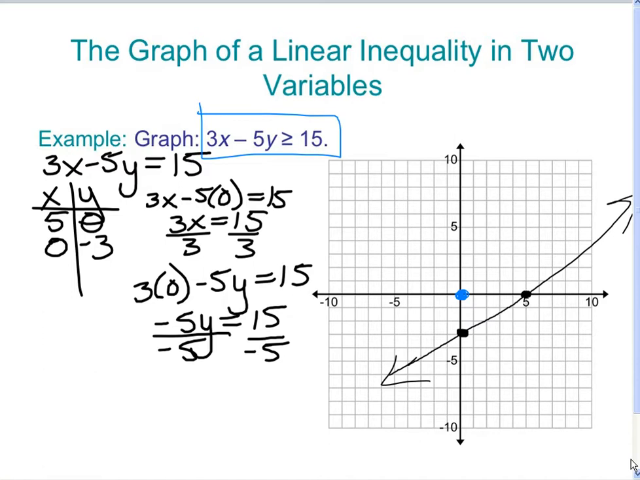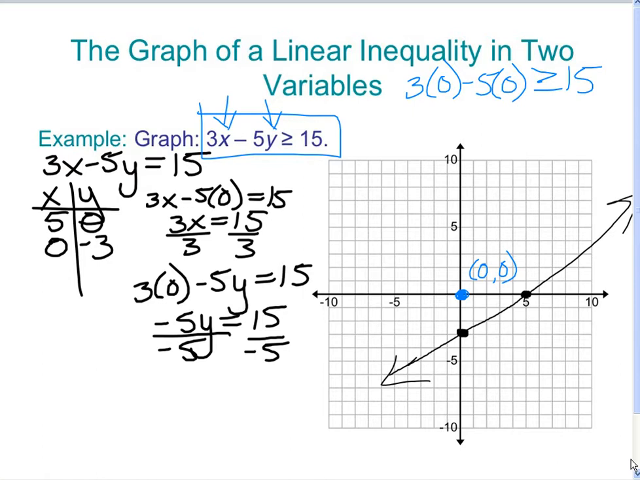So this is the point 0, 0. My x is 0. My y is 0. So I'm going to substitute in 0 for x and 0 for y. So 3 times 0 minus 5 times 0. Is that greater than or equal to 15?